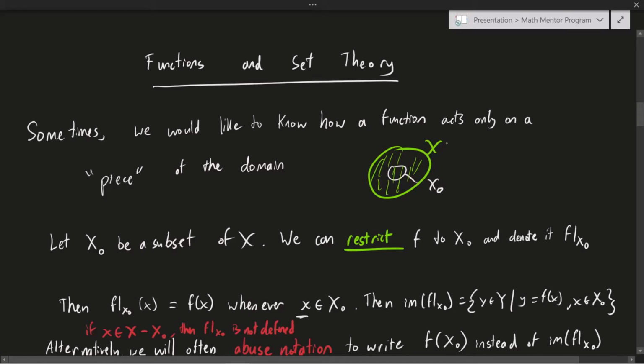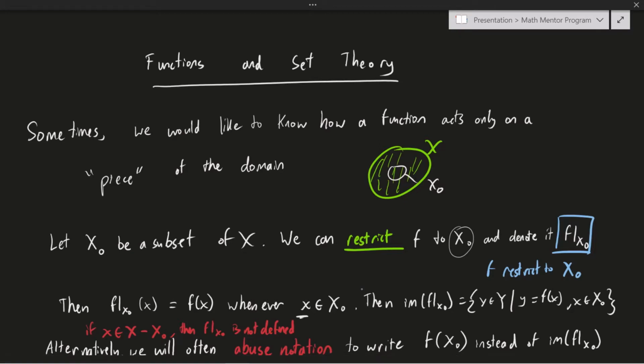And when we restrict the function f to a subset, we're going to denote it like this. Okay, we will say f restricted to big X0. Now, what does this mean? All this means is that I'm looking at what the function f does only on that subset big X0. So in other words, if I picked an x that was not in X0, then the restricted function f restricted to X0 is no longer defined.